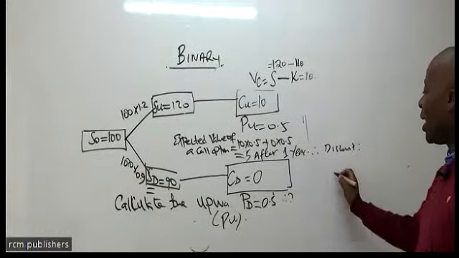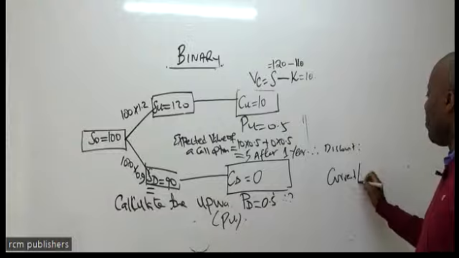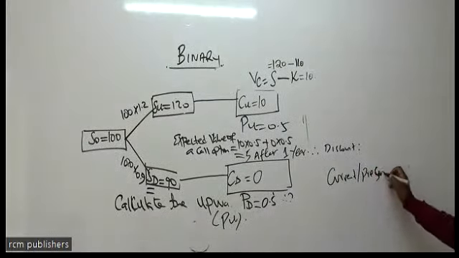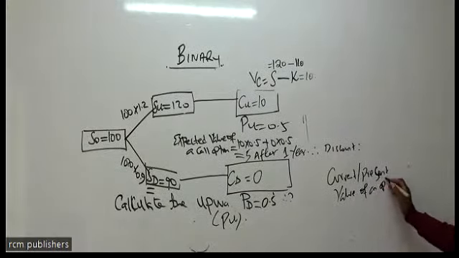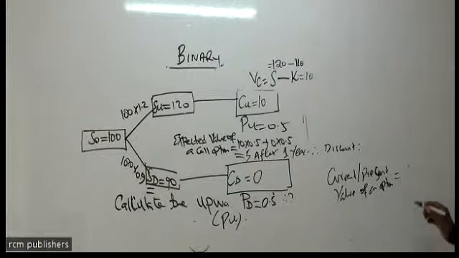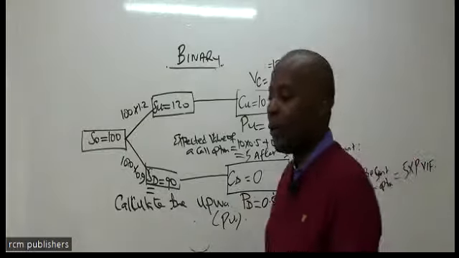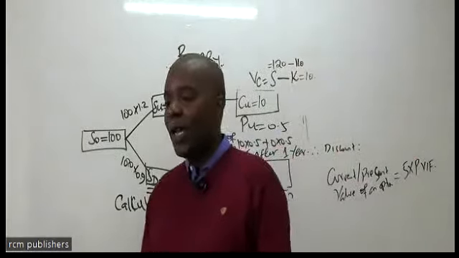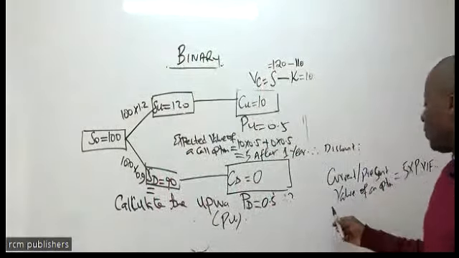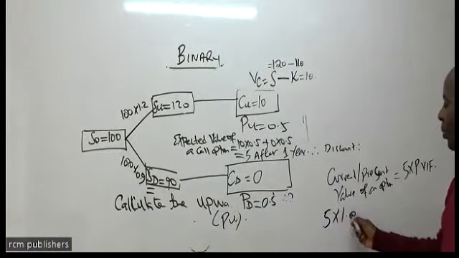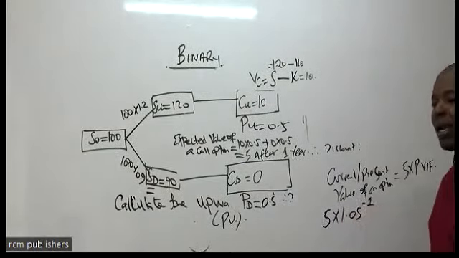So to get the current or present value of an option, take that 5, and because it's a one-off figure, discount it by multiplying it with the PVF. Meaning that this will be the same as 5 times 1.05 raised to minus 1.